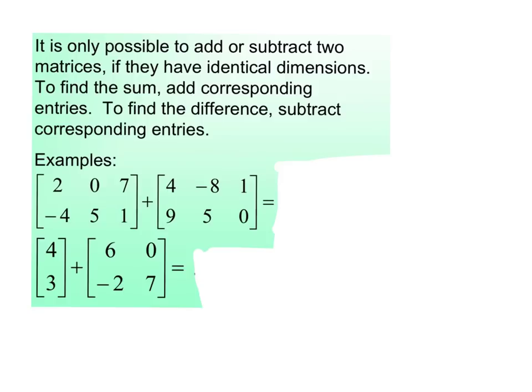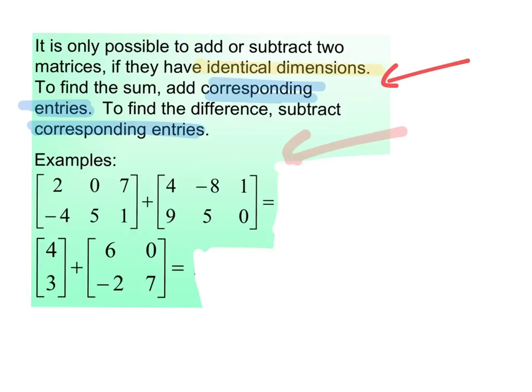Now we're going to discuss how you add and subtract two matrices together. And here's the rule that I want you to copy down. It's only possible to add or subtract matrices if they have identical dimensions. You must have the same, quote-unquote, size matrices to add and subtract. And if you do have the identical dimensions, what you're going to be doing is working with the corresponding entries, the corresponding values. So look at this first question that we have here.